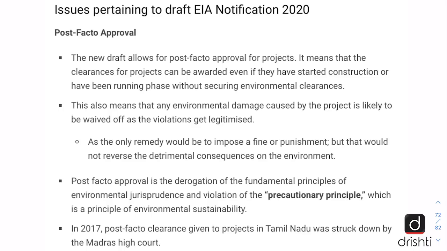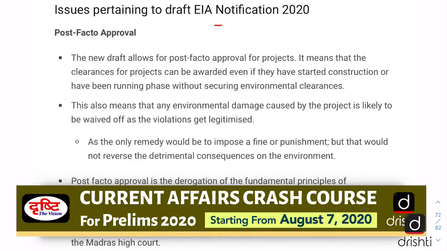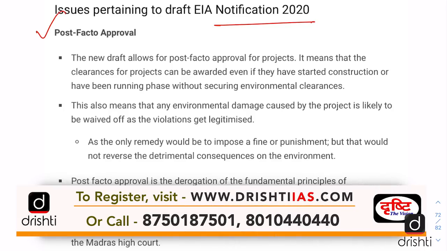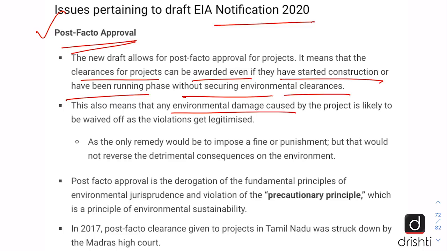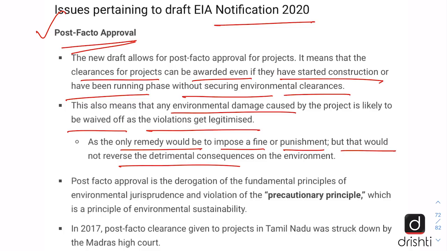Now let us see the issues pertaining to the draft EIA notification of 2020. The first issue is about the post facto approval, and this means that the clearances for projects can be awarded even if they have started construction or are in a running phase without securing environmental clearances, and this is highly problematic because this also means that any environmental damage caused by such a project is likely to be waived off as the violation gets legitimized, because the only remedy here would be to impose a fine or punishment, but that would not reverse the detrimental consequences on the environment.